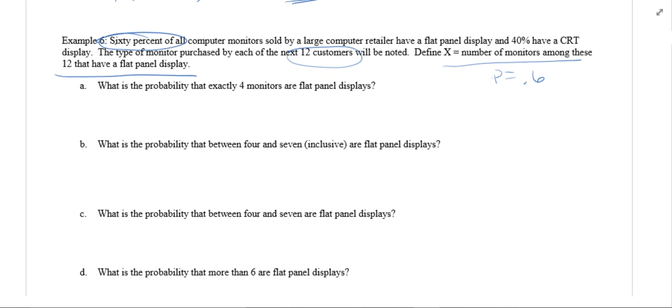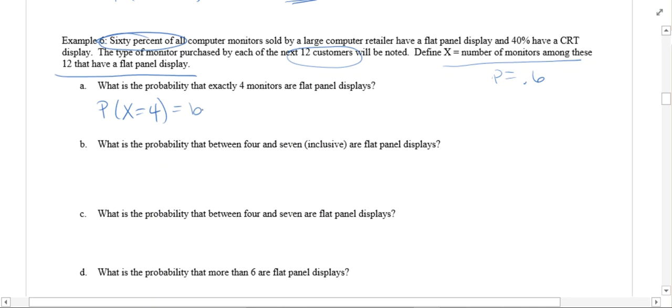Okay, so part A. What's the probability that exactly 4 monitors are flat panel displays? So this probability notation you also want to include: probability X equals 4. The calculator command we want to use, excuse me, is the equal to. So we want binomial PDF. We're going to do 12, probability of success is 0.6, and we want 4 of them. So go ahead and put that in your calculator.